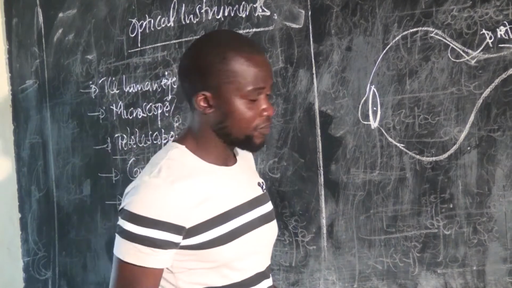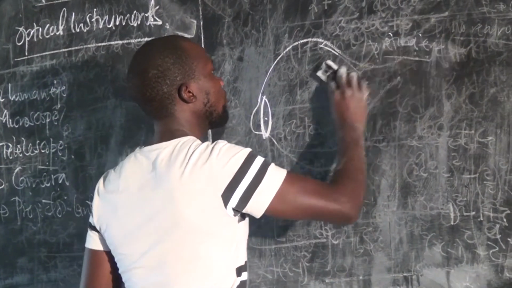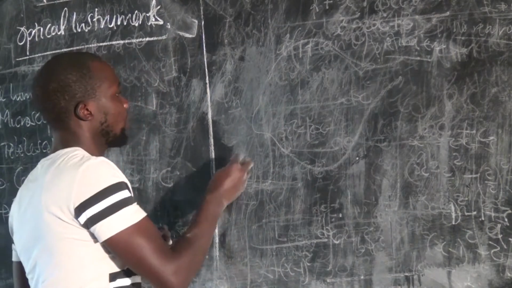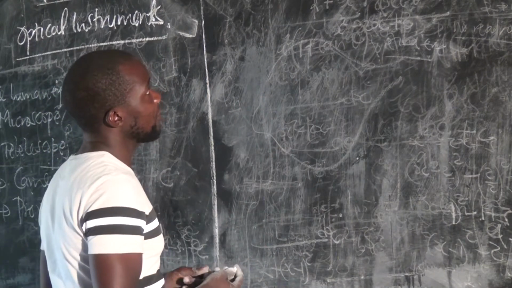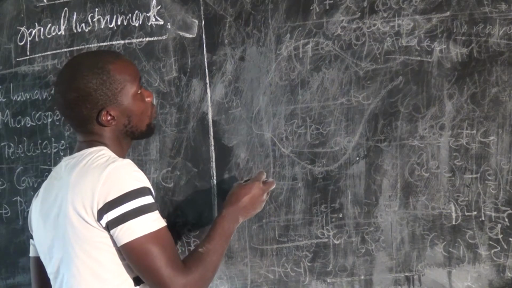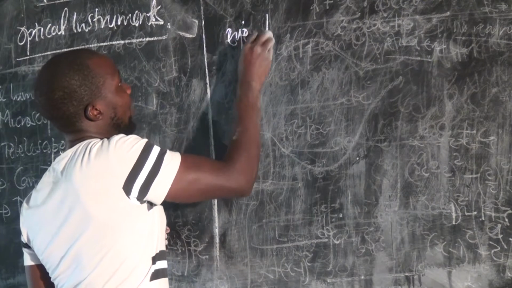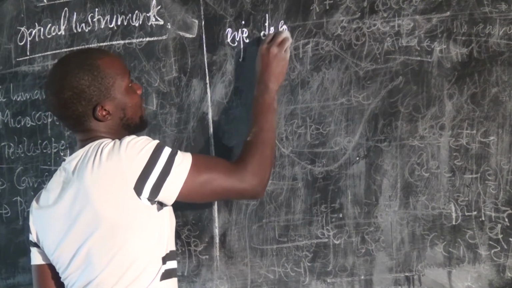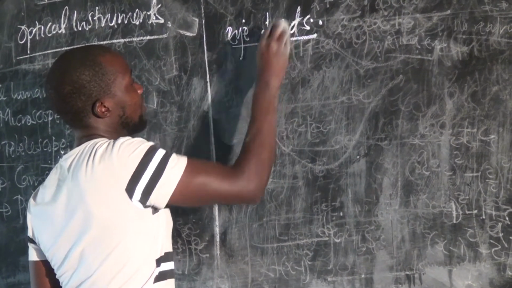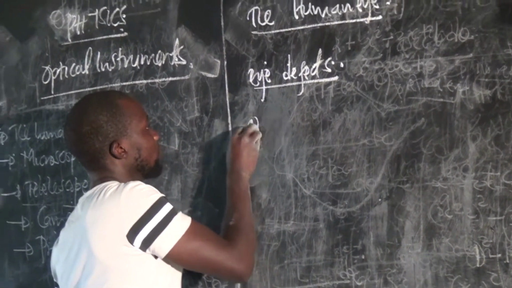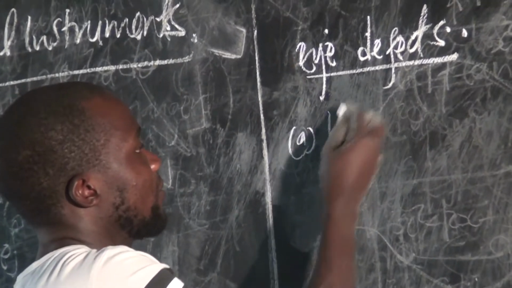There is what we call accommodation of the eye. We shall be discussing that, but let us now talk about the eye defects, the defects of the eye. We shall talk about long-sightedness.